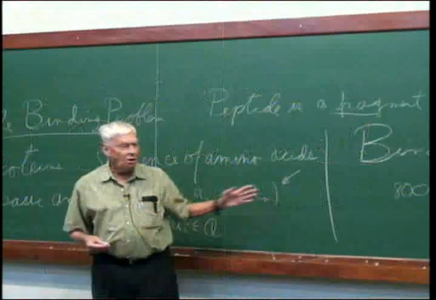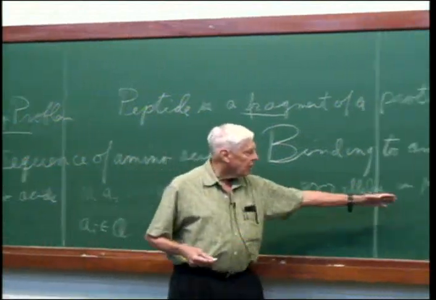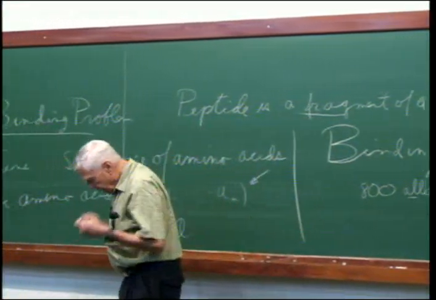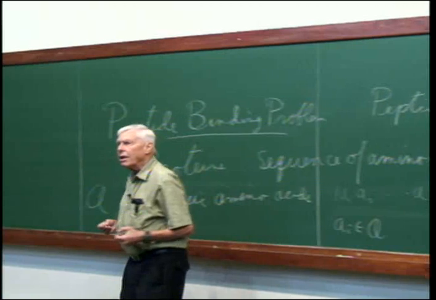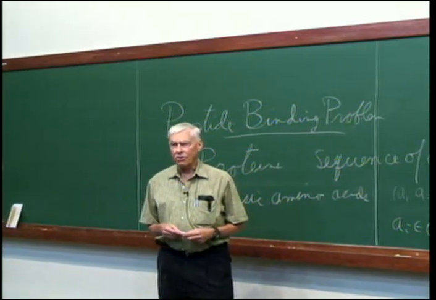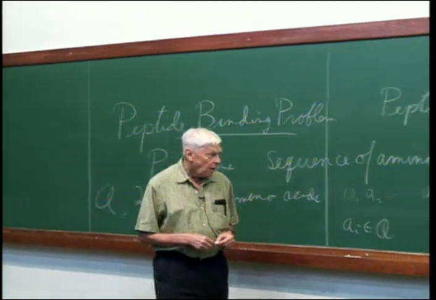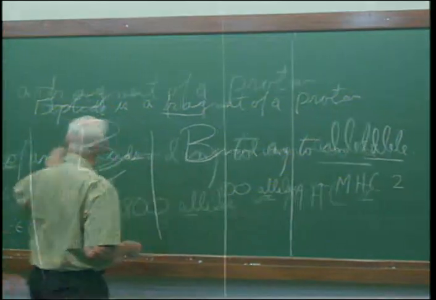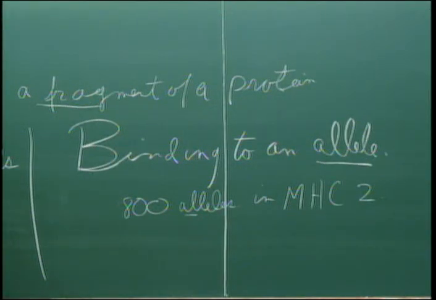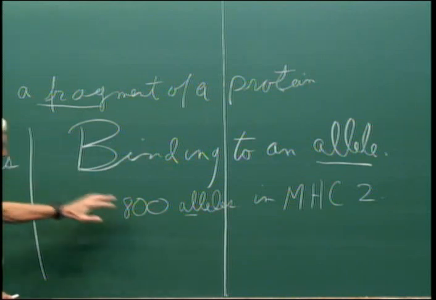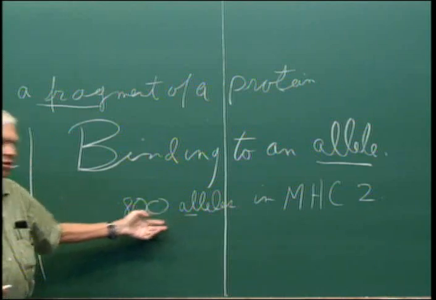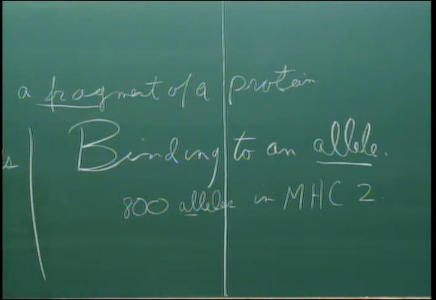So we started out our whole project working with these alleles, MHC2. Those are the ones that are involved in the immune system of the humans. So we're going to be looking at these alleles. So the binding problem is connected. A set of the peptides is going to be bound to a particular allele, one of these 800. So that's the setting. The alleles have length.